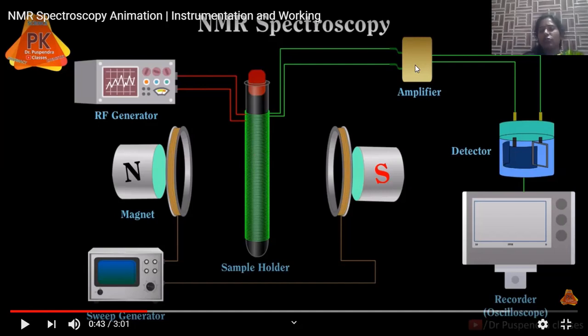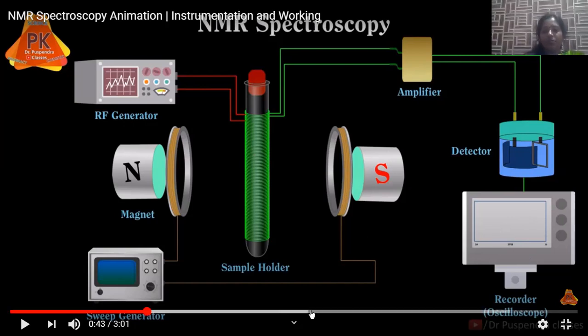Amplifier is mainly used to intensify the signals. When signals are intensified, they are transported to the detector. The detector is used to convert the electromagnetic radiation signals into electrical signals. Now signals from the detector are transported to the recorder. This recorder gives the NMR spectrum or NMR signals through the output device.